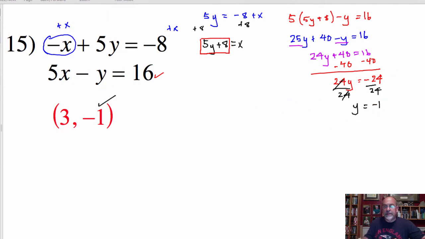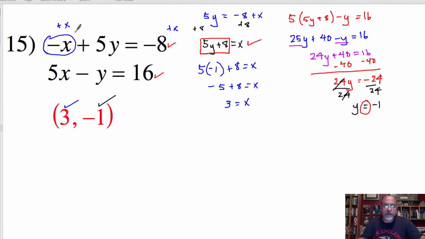Now that I know what number is interchangeable with the letter y, I can go back to any of the two original equations or this equation, substitute in the value of y, and figure out the value of x. So we're going to go back to this equation because it's already solved for x. So once I simplify this side, I'm going to have the number that I need. So this is going to be negative 5 plus 8 is equal to x. So x is equal to a positive 3. So the ordered pair 3, negative 1 is the solution to my system.